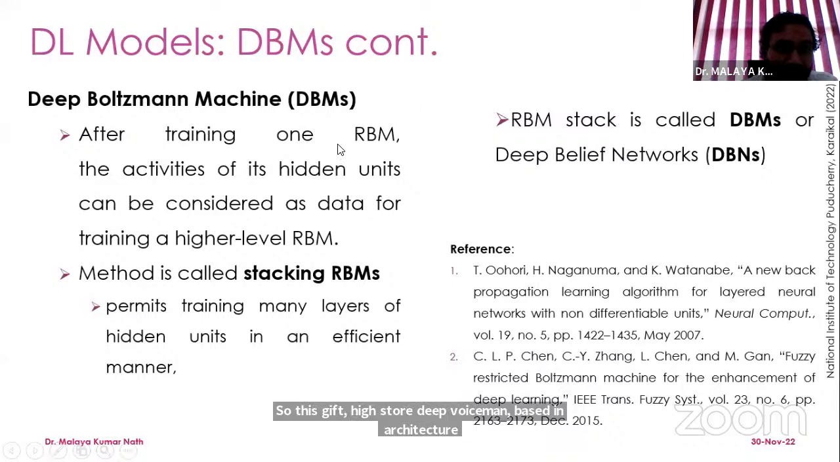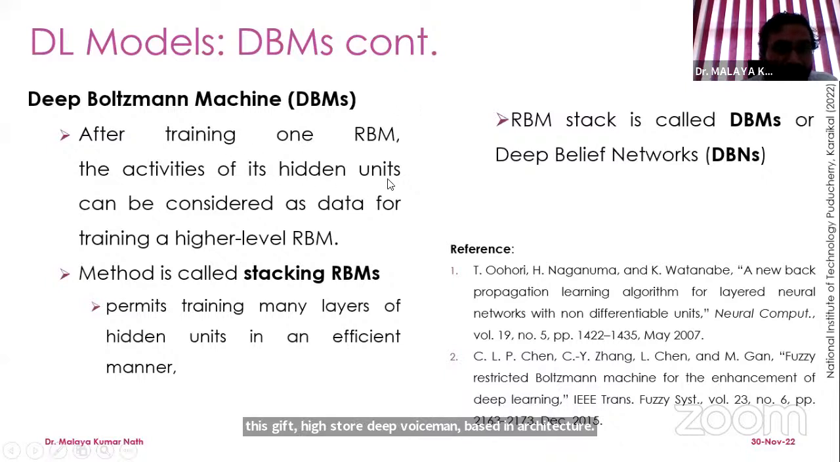After training one RBM, the activities of the hidden units can be considered as data for training a higher level of restricted Boltzmann machines. So this method is called stacking RBM. That means the output of one restricted Boltzmann machine is given to the input of the other. This permits the training of many layers of hidden units in an efficient manner. So the restricted Boltzmann machine stack is known as deep belief networks.